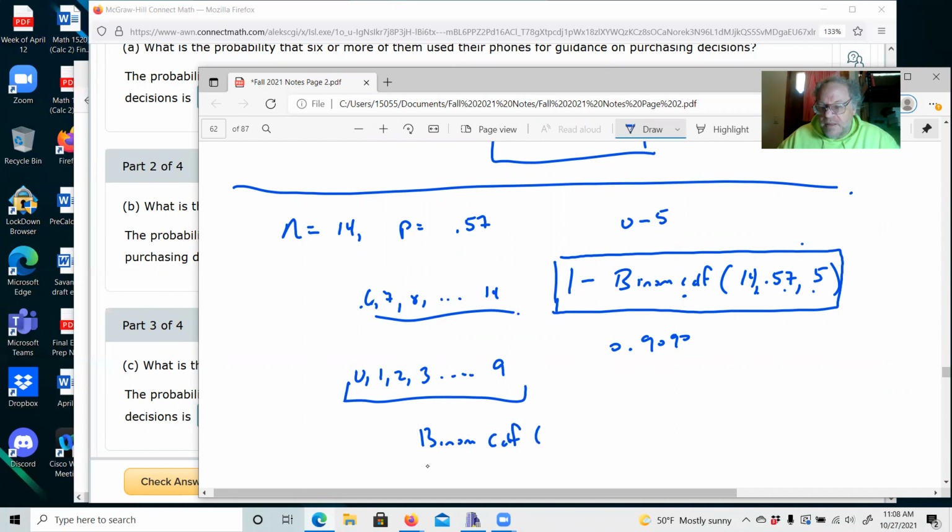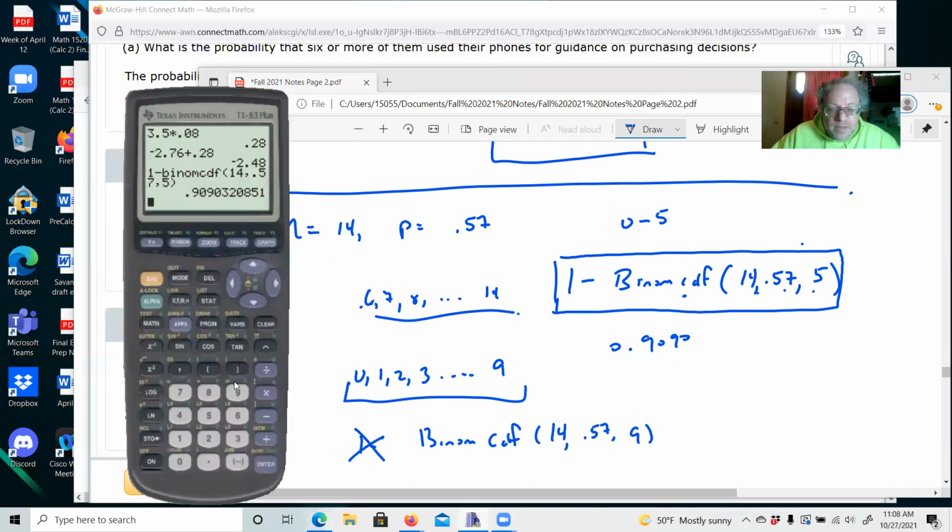CDF up to 9. Do I have to put the 1 minus here? No, because it didn't say more than. Okay, so we went from 0 to 9. That's fine. There's 14, success, 0.57, and we're just going to type this in.